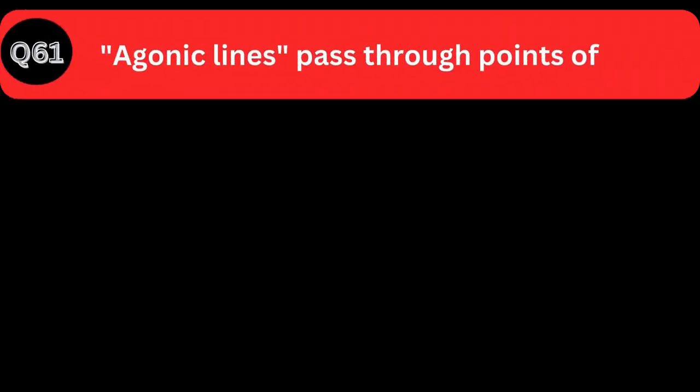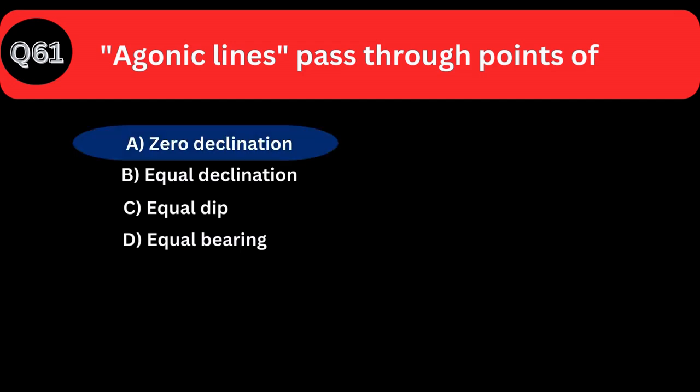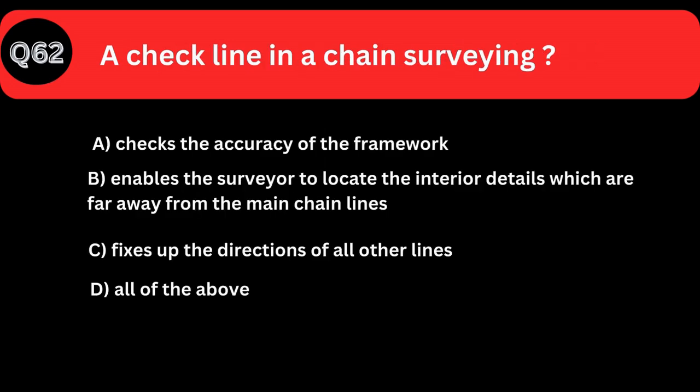Agonic lines pass through points of. Options: A. 0 declination, B. Equal declination, C. Equal dip, D. Equal bearing. Answer: A. 0 declination.